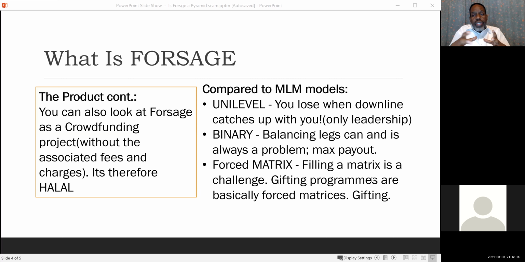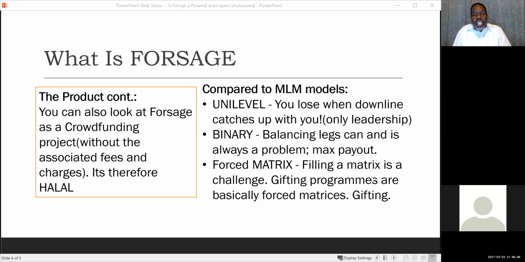So the challenge with binary is that's one. The next challenge that you may have with binary is that binary systems normally have what is called a maximum payout per week for whatever level that you are in. So you will find that your earnings are normally maxed out at some point, and you cannot earn beyond a certain maximum payout.